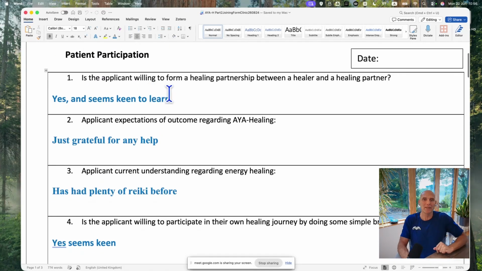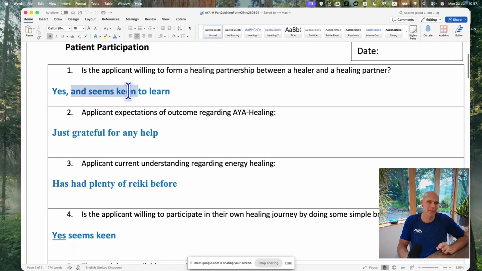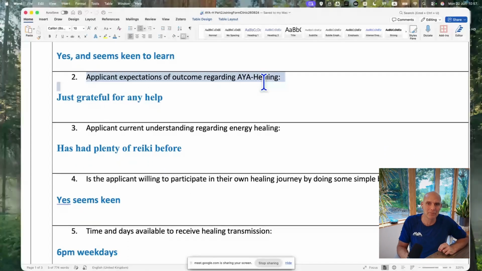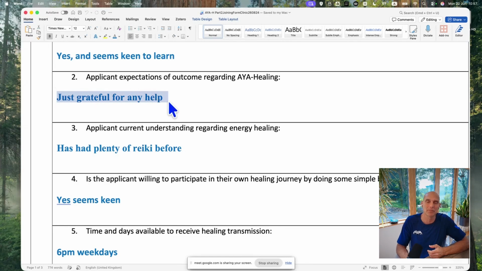Number 1, is the applicant willing to form a healing partnership between a healer and a healing partner? Yes, and seems very keen to learn. Excellent. Applicant expectations of outcome regarding our healing. This is asked because we want to know if they have any expectations, because it would be a good time to explain that they shouldn't have any expectations and that we do not claim to cure, and quite often it doesn't work, so it's best not to have any solid expectations about the outcome. But anyway, this person was just grateful for any help, so that's a good sign.